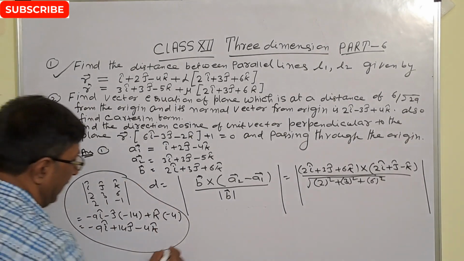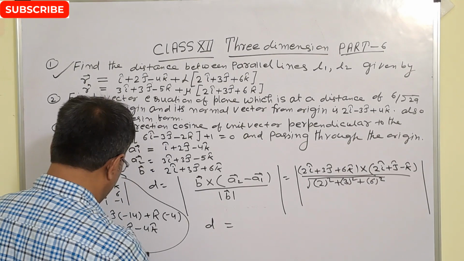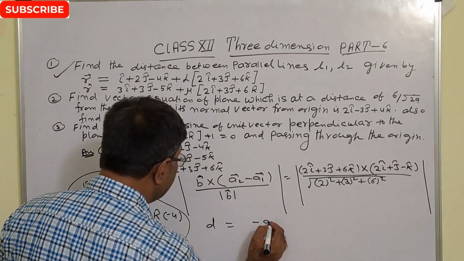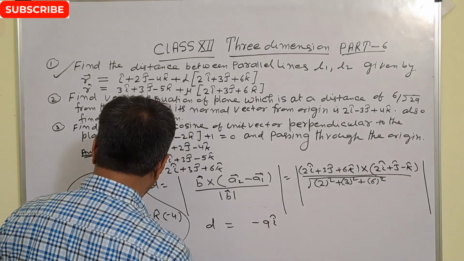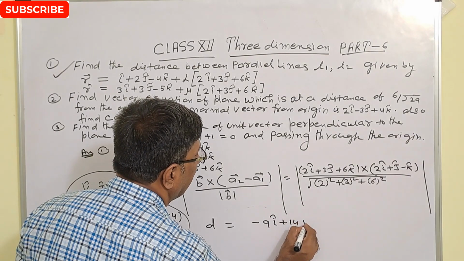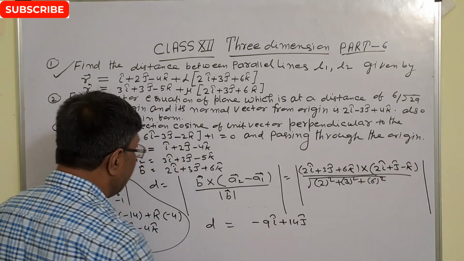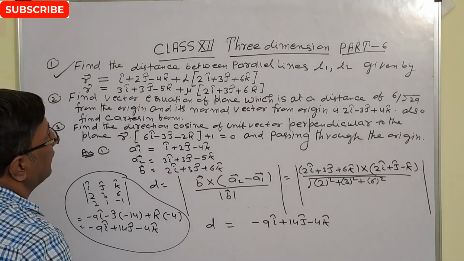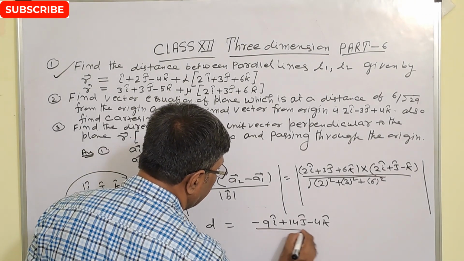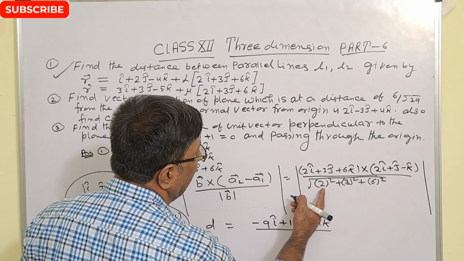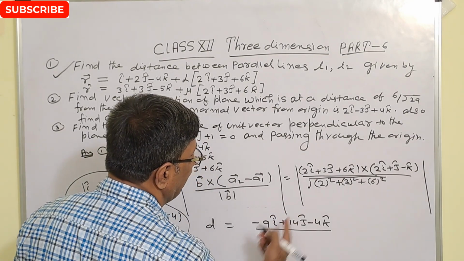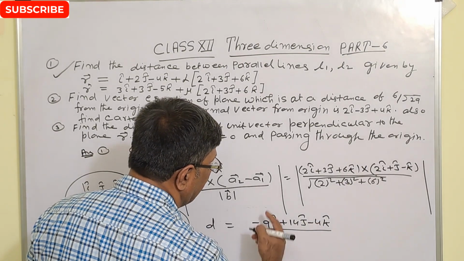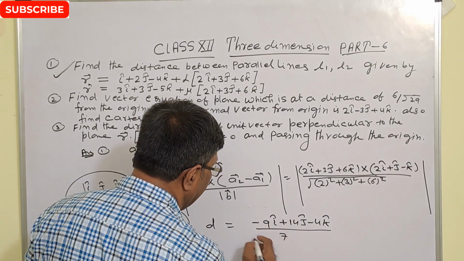So now put this value. So you will get D equal to minus 9 unit vector i plus 14 unit vector j minus 4 unit vector k, right? And here, this is what? 2 squared, 3 squared and 6 squared. So this is 2 2s are 4 and 6 6s are 36. So this is 49. So 49 is what? 7.